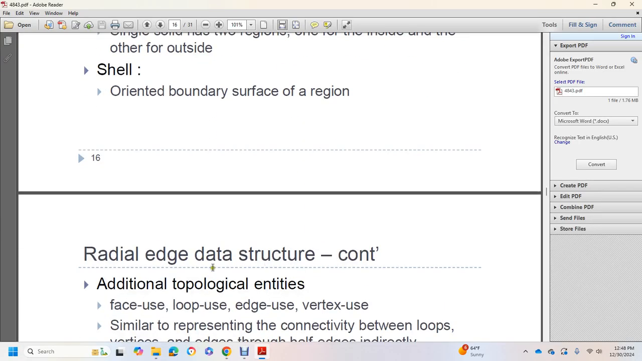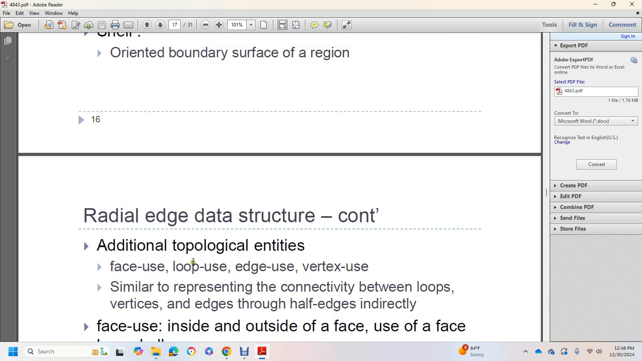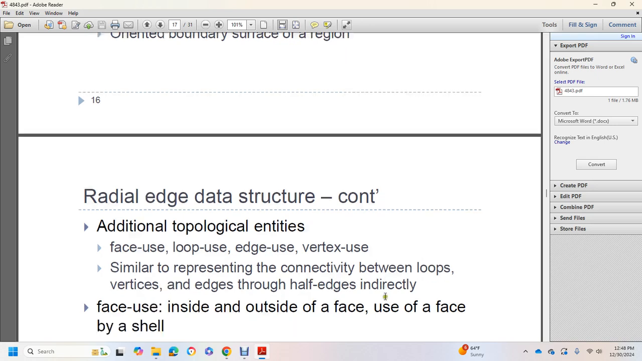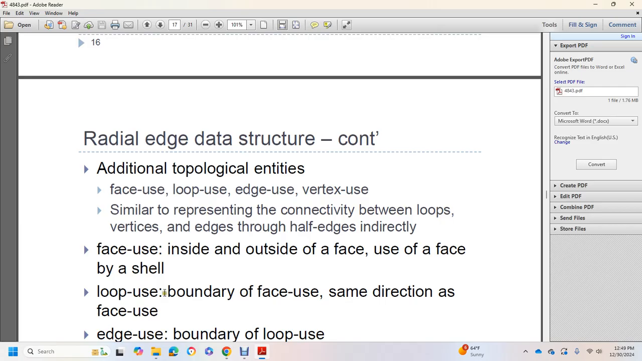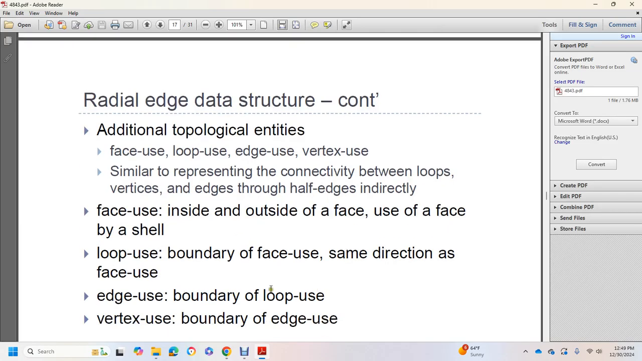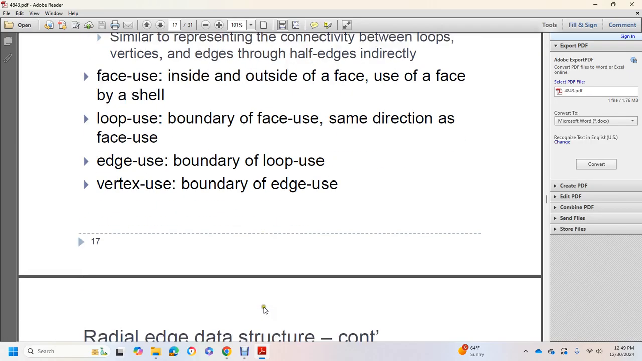Radial edge data structure, continued. Additional topological entities: face use, loop use, edge use, vertex use. They provide similar representation of connectivity between loops and vertex edges, as half edges do indirectly. Face use: inside and outside use of a face by a shell. Loop use is the boundary of a face use in the same direction. Edge use is the boundary of a loop use, and vertex use is the boundary of an edge use.